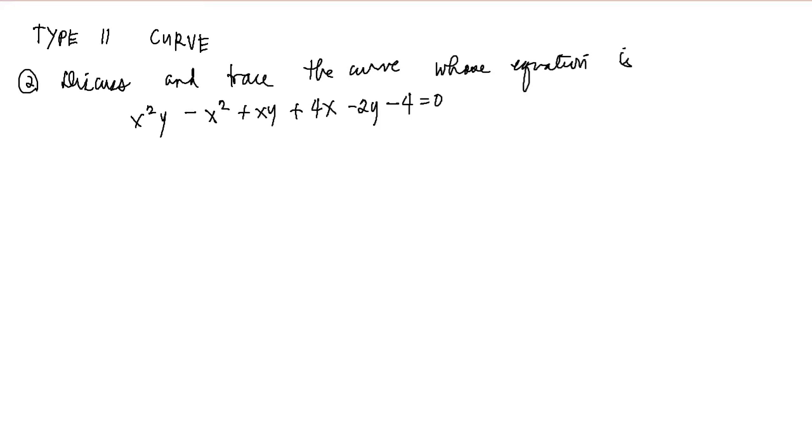Okay, so we have here our problem number 2 for the type 2 curve. We are asked to discuss and trace the curve whose equation is x squared y minus x squared plus xy plus 4x minus 2y minus 4 is equal to 0. So the first thing that we are going to do is to take this to the general form para makita natin kung talagang siya ba ay type 2 curve.